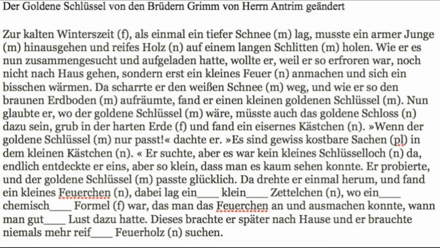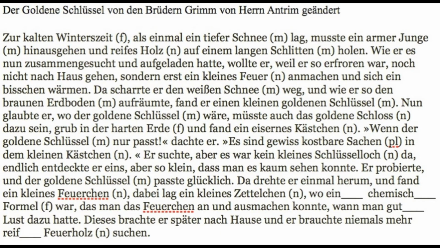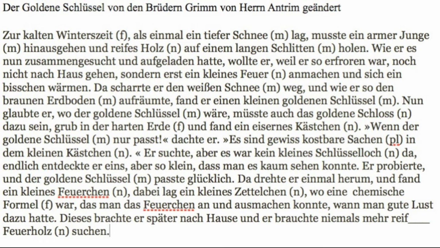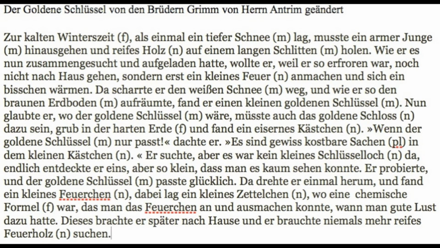Our next blank is nominative and neuter, so again ein will not take an ending, and klein will take an es. Ein kleines Zettelchen. Our next blanks are also nominative. This time they're feminine, so we should have eine chemische Formel. Our next blank is accusative and feminine because Lust is feminine and it's the direct object of this sentence, so we should have gute for the unpreceded feminine adjective ending. Our last blank is es because it's an unpreceded adjective that's neuter and it's the accusative case. Es, reifes Feuerholz.